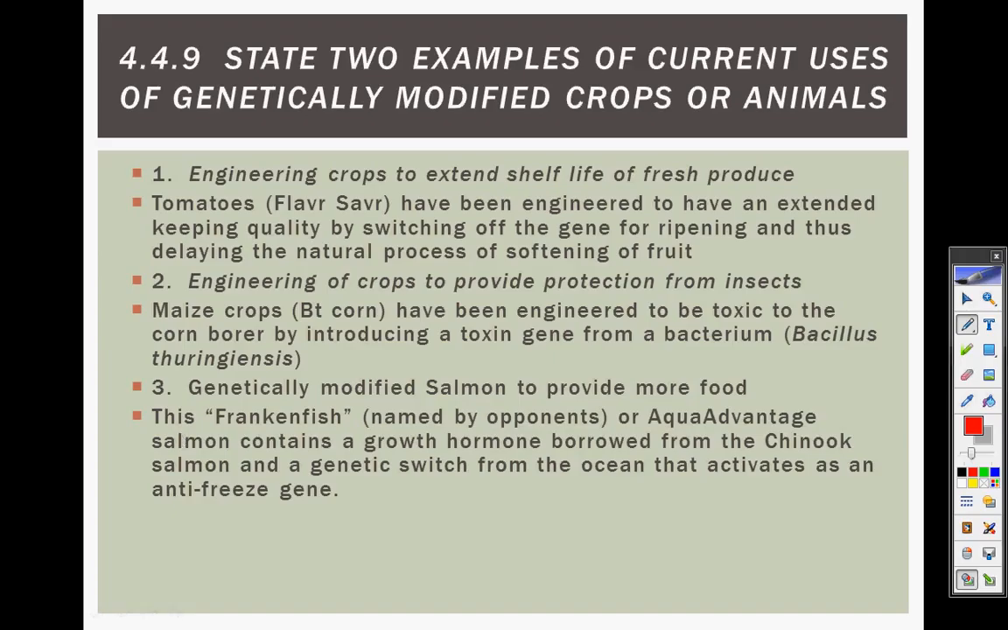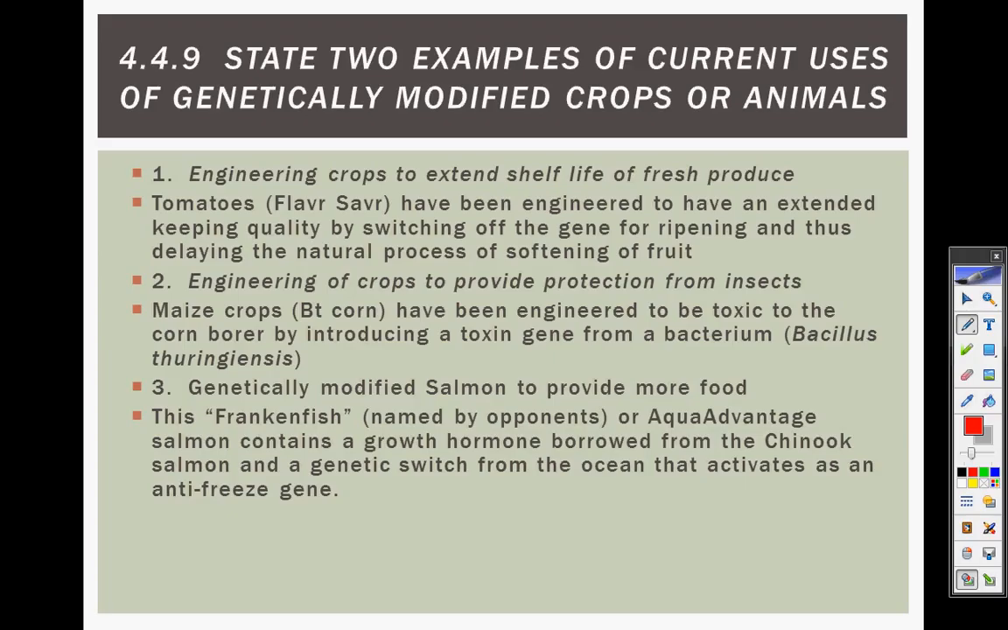4.4.9. State 2 examples of current uses of genetically modified crops or animals. I'm going to give you 2 crops and 3 genetically modified animals. So there's 2 on this page and then 1 other one. Tomatoes. The flavor saver tomato. You ever hear of that? It's in the grocery store.